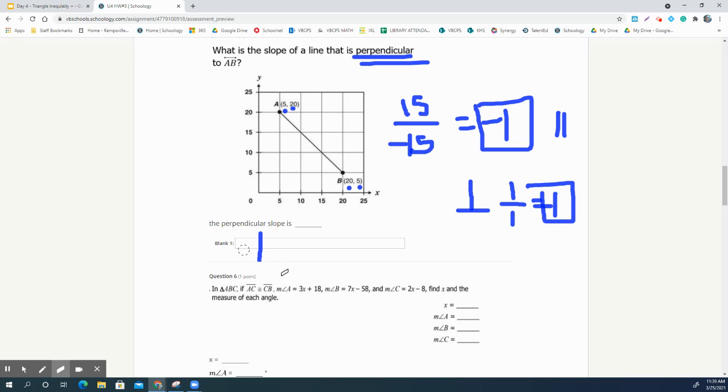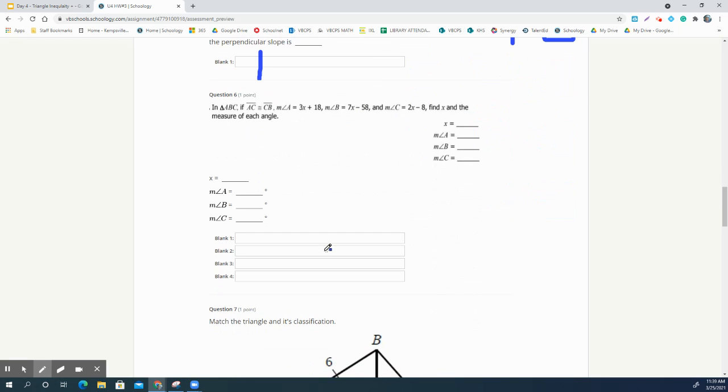Were there any other questions on the homework that stumped people? Those were the 3 obvious ones that I know people were probably going to want to talk about. Anything else you want to talk about? 6? 6 is a good one.